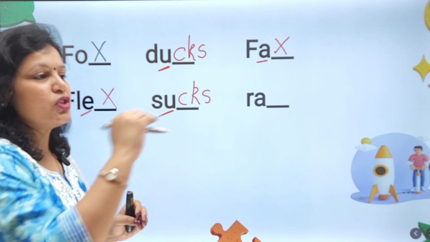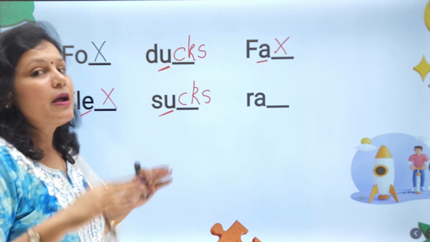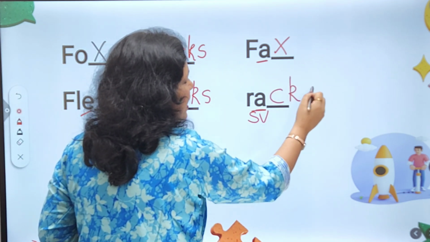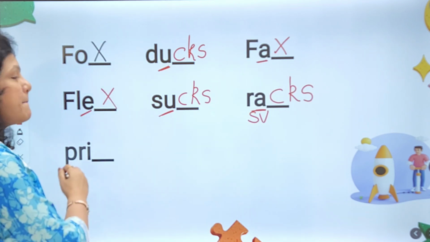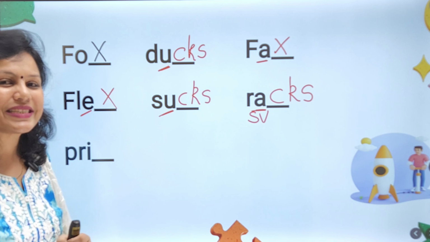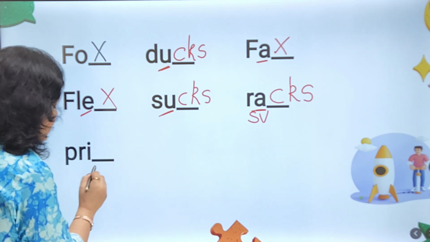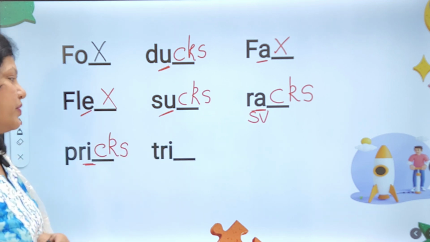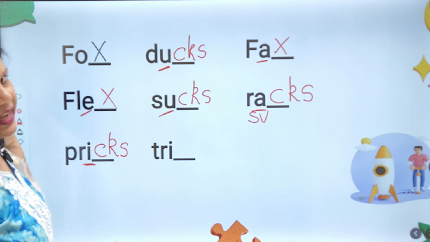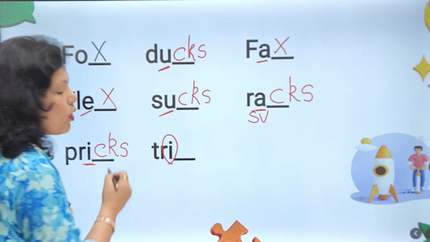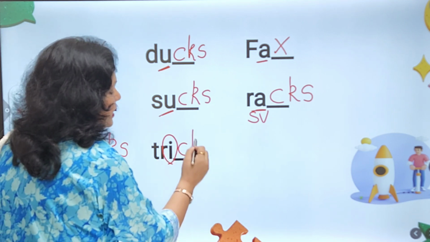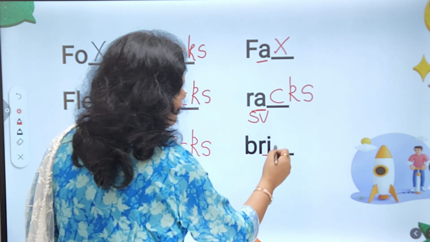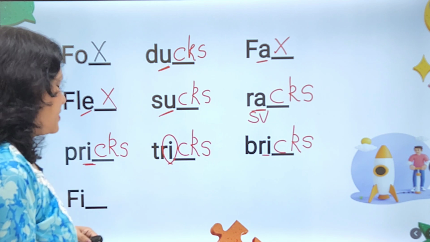Racks. Now what are racks? Racks are the shelves that you have, right? Now these racks are plural in number. So the sound is coming after a short vowel sound. That is why you will write CKS over here. Pricks. Now what is pricks? Pricks is a verb and this is coming after a short vowel sound. That is why you will write CKS over here. Tricks. Now what is tricks? Again it is a verb and the sound is followed by a short vowel sound. That is why again you will write CKS. Similarly, bricks. Again the same rule, coming after the short vowel sound, CKS will come here.